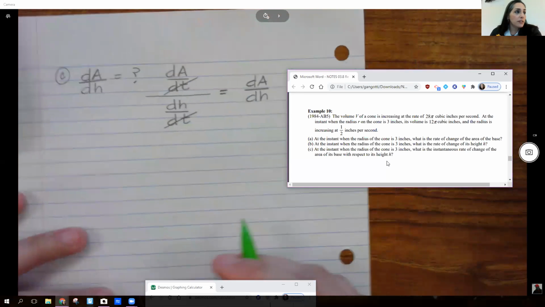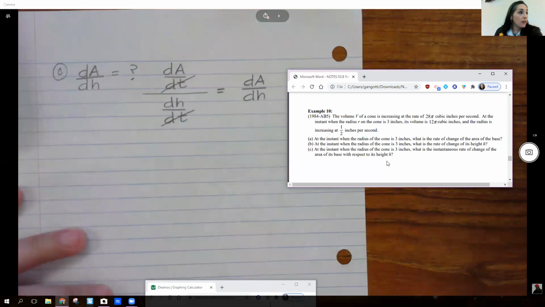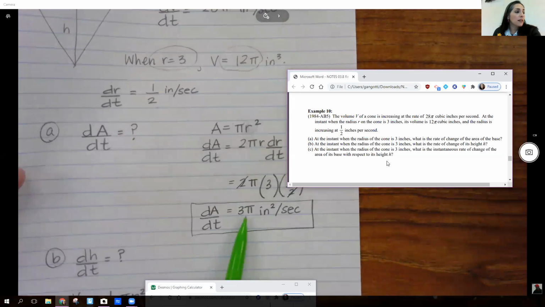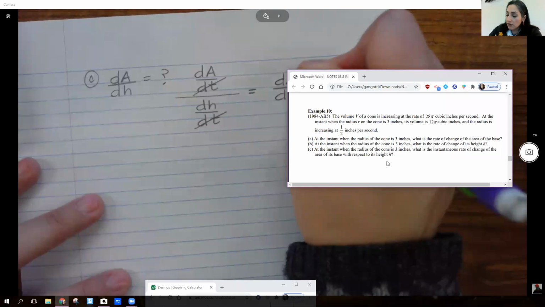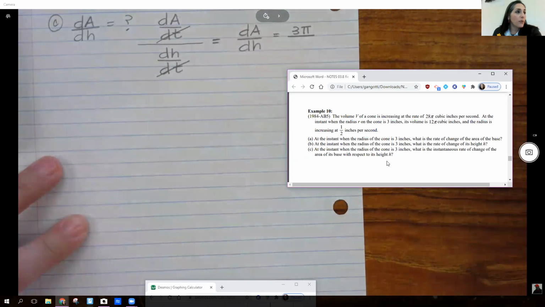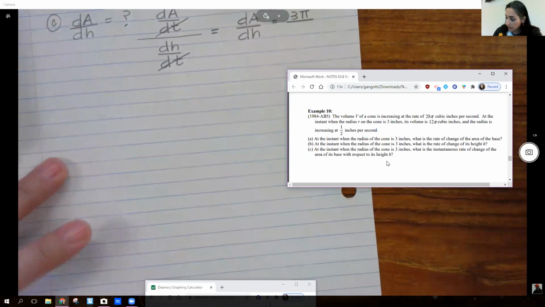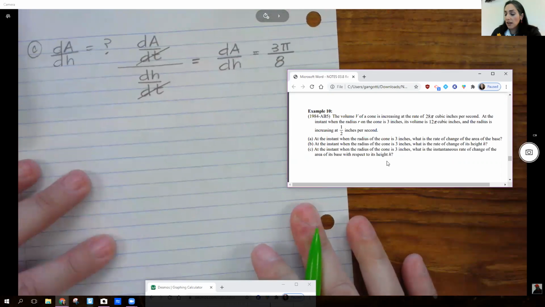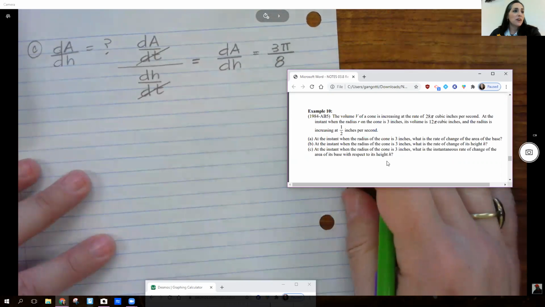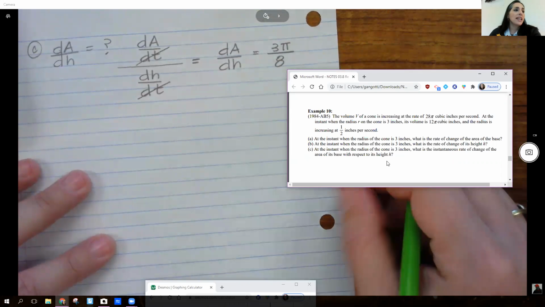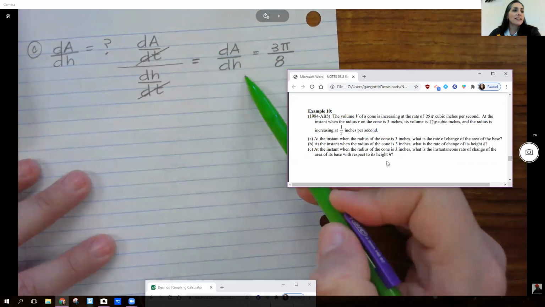So what was our answer for dA over dt? It was 3 pi. And my answer for dH/dt, we just figured out, was 8, right? Yeah, that was just 8. So you put that in the bottom. And so this is your instantaneous rate of change, your derivative, of the area of the base with respect to its height.